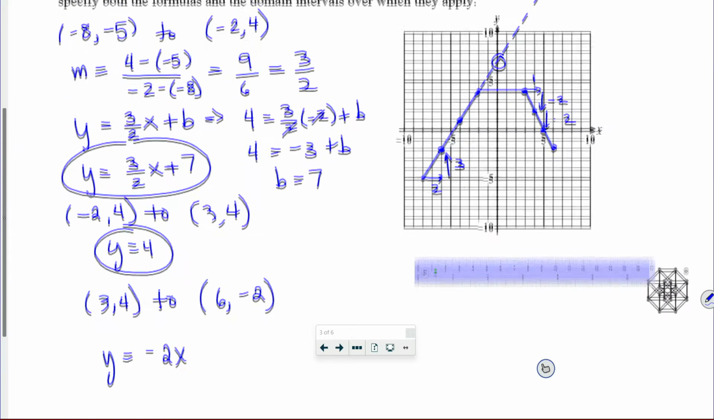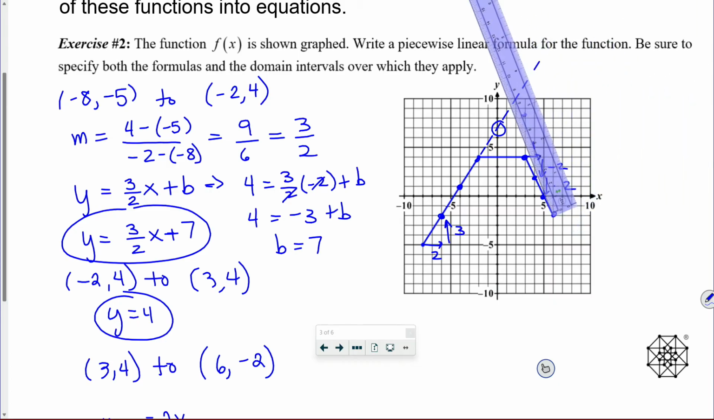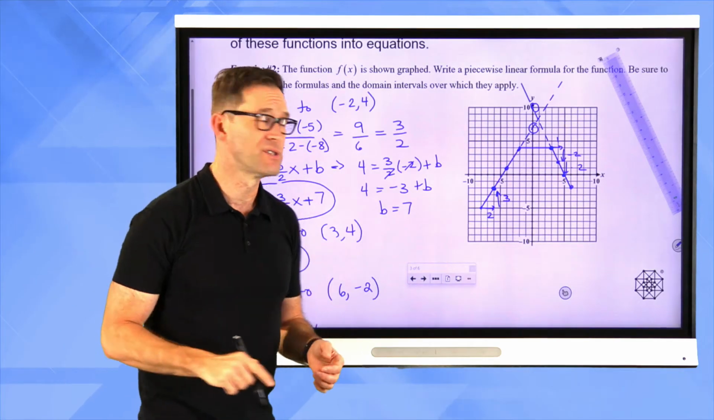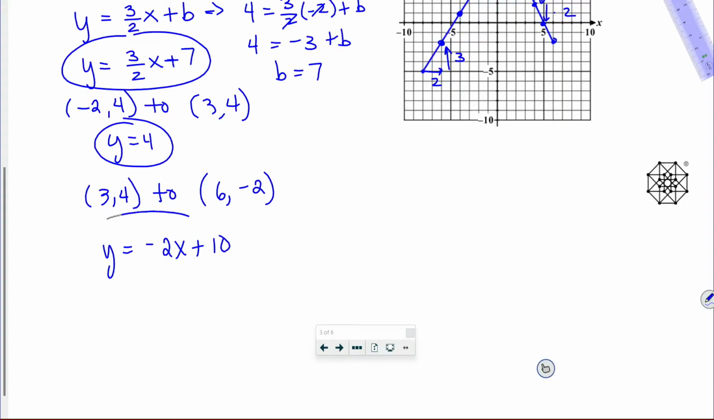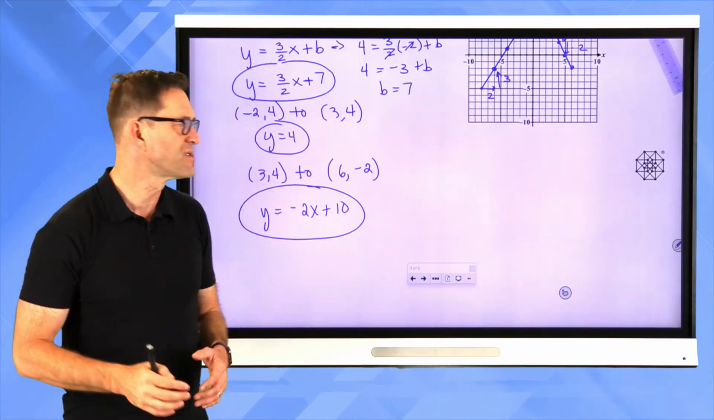And now let me find that y-intercept like I did in the previous problem by extending my line and seeing where it hits the y-axis. So I just use my ruler. It looks like I'm intersecting the y-axis up here at 10, which means the y-intercept of that line is 10. And there's my formula for the last portion of this. Now I haven't actually written out the formula yet, so let's do it.